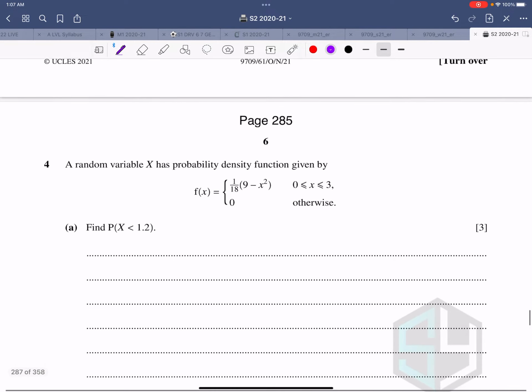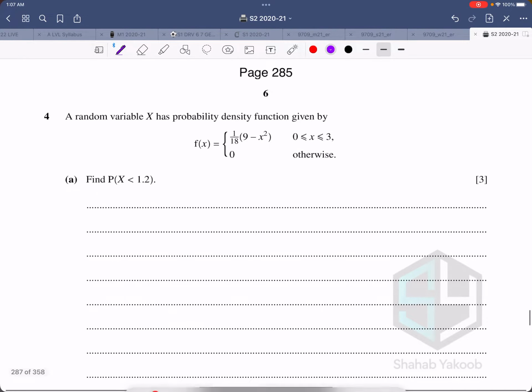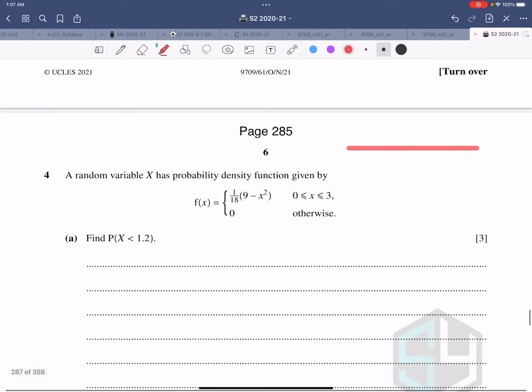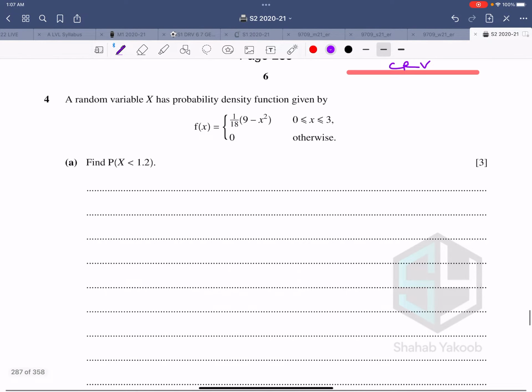Let's move to question number 4. So question number 4 is about CRV, and it says a random variable x has a PDF given by such and such. It's a quadratic function and it lies between 0 and 3. First thing, find the probability x is lesser than 1.2.